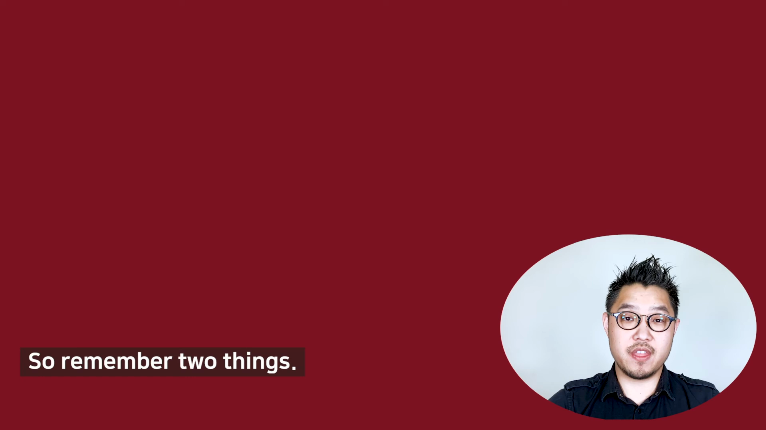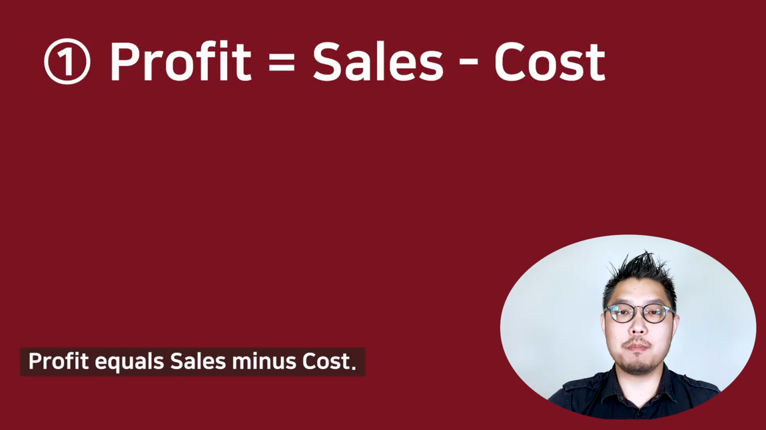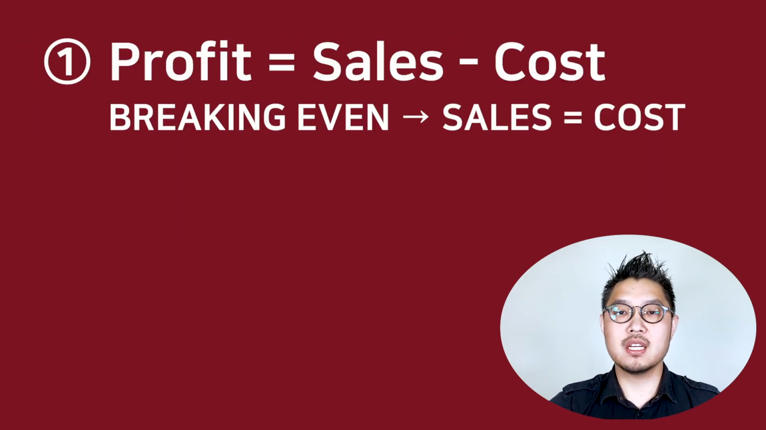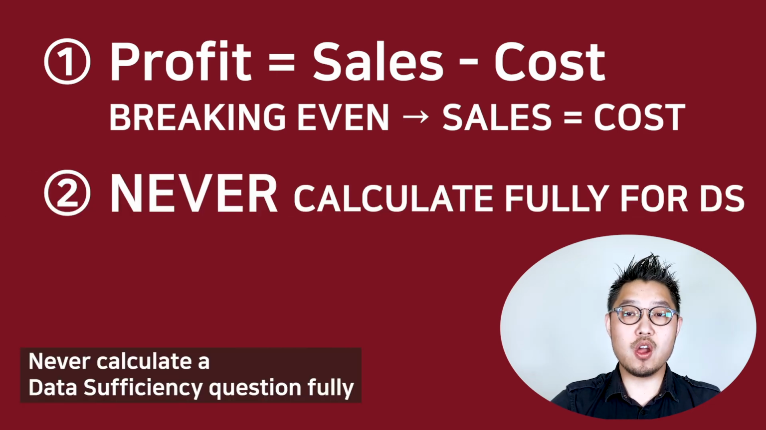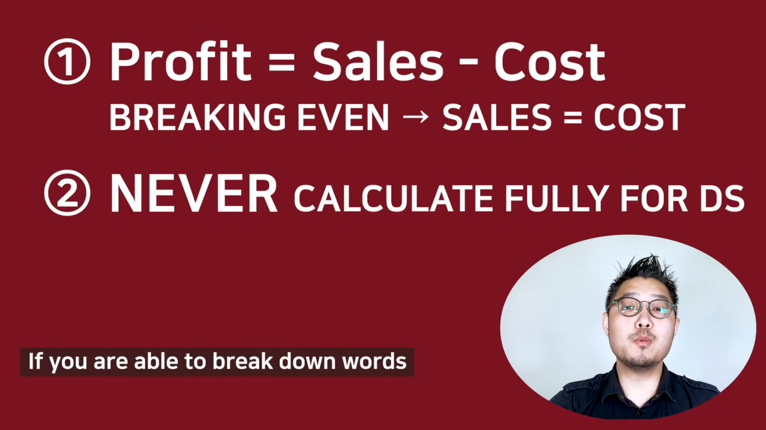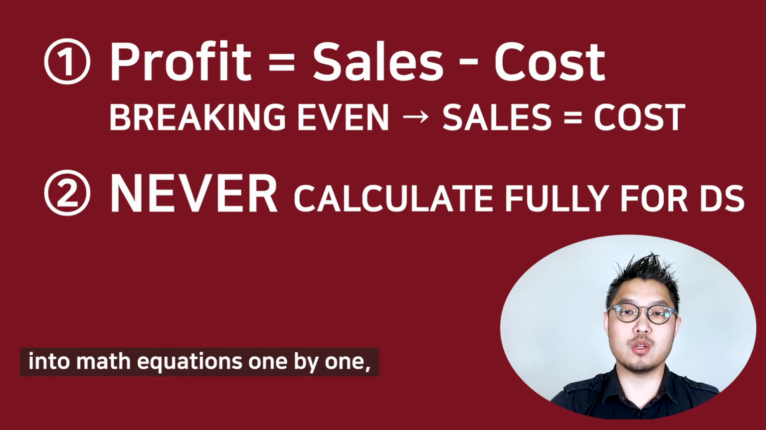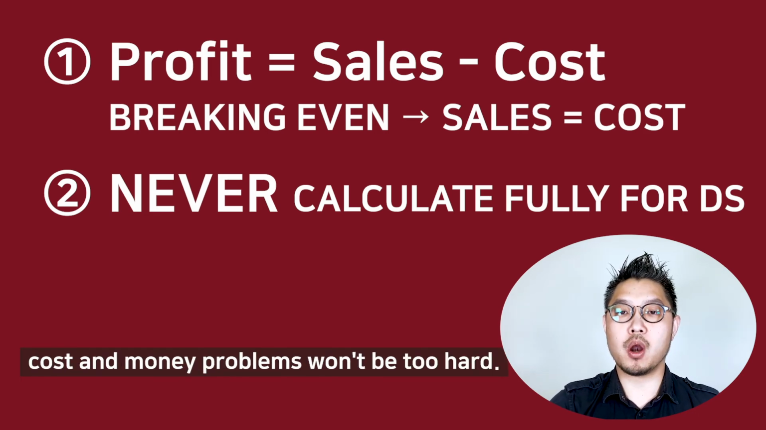So remember two things. Profit equals sales minus cost. When breaking even, sales equals cost. Never calculate a data sufficiency question fully unless you have to. If you are able to break down words into math equations one by one, cost and money problems won't be too hard.